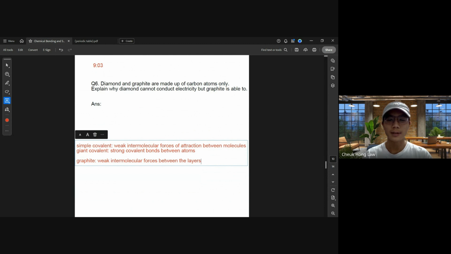From this, it also tells you why they have different melting points. Simple covalent has weak intermolecular forces, so less energy is needed to overcome them, so low melting and boiling point. And then giant covalent has strong covalent bonds, which is harder and requires more energy to overcome, so high melting and boiling point.